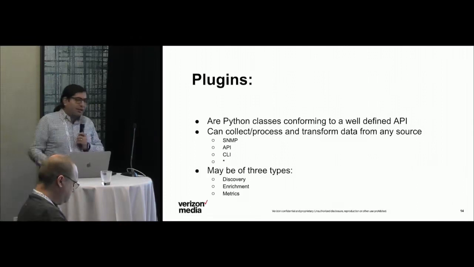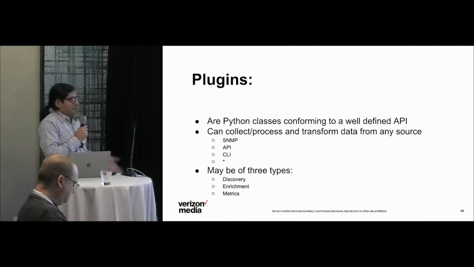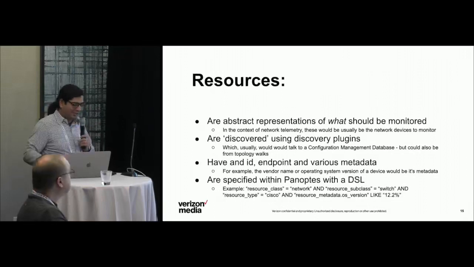Because they're Python classes, they can process data from any source: SNMP, CLIs, APIs, anything we've not thought about yet. They could even consume data from another Kafka bus if, for example, you have some system which is already collecting data. As I mentioned, there are three types of plugins: discovery, enrichment, and metrics. What is the difference between these plugins? Sorry, I'm going to talk about resources first and then come back to that.